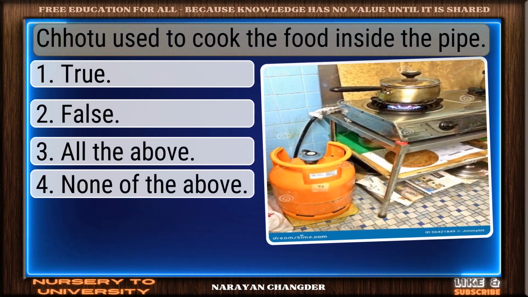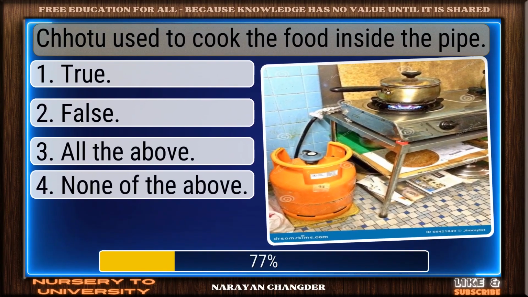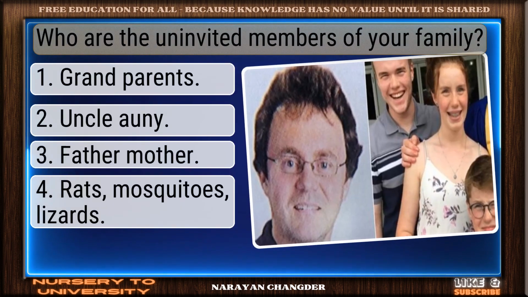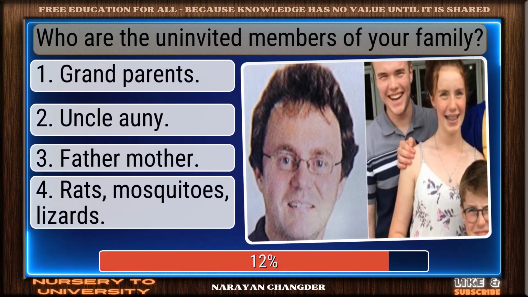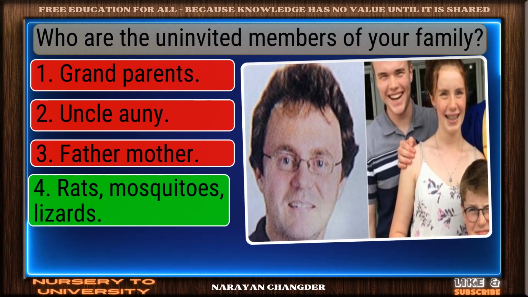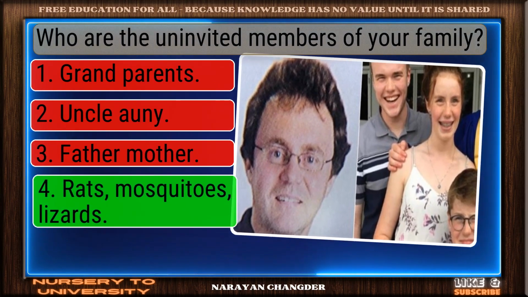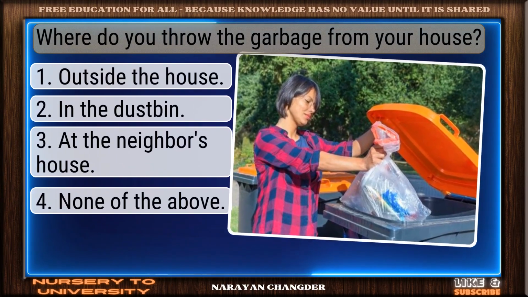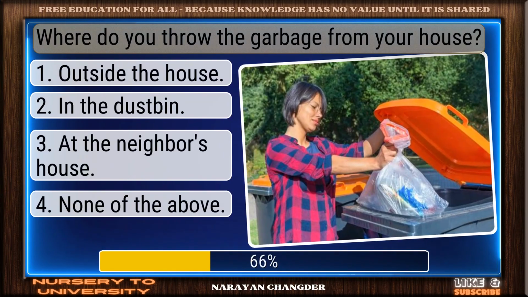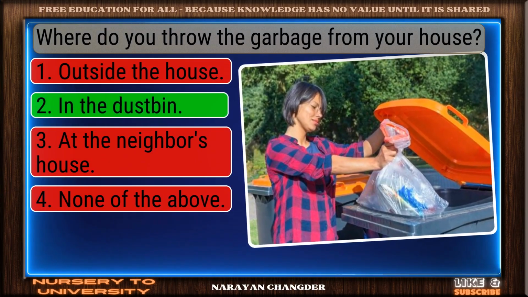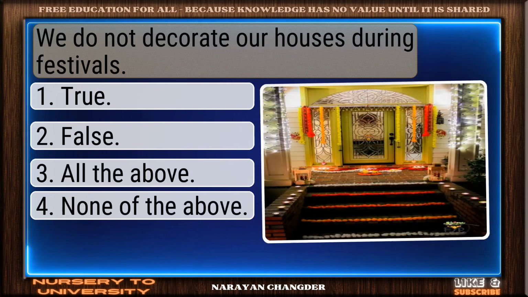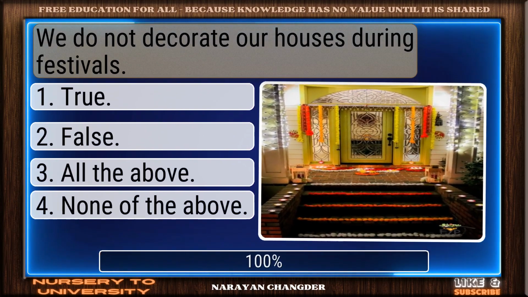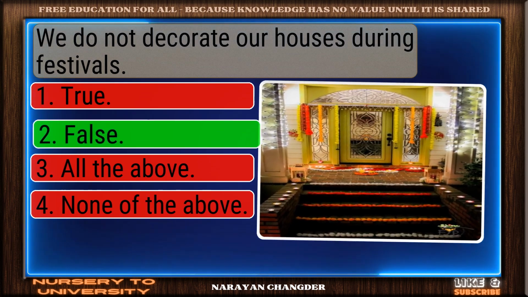Chhotu used to cook the food inside the pipe. False is the right answer. Who are the uninvited members of your family? Rats, mosquitoes, lizards is true. Where do you throw the garbage from your house? In the dustbin is a solid answer. We do not decorate our houses during festivals. False makes sense and it is the right choice.